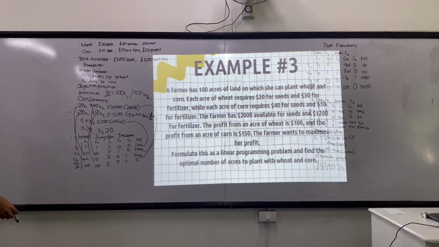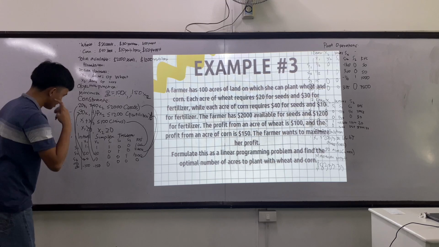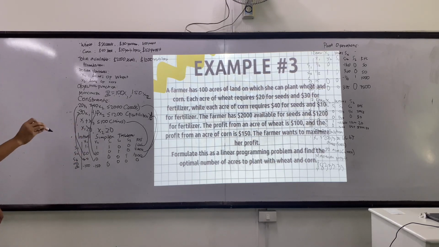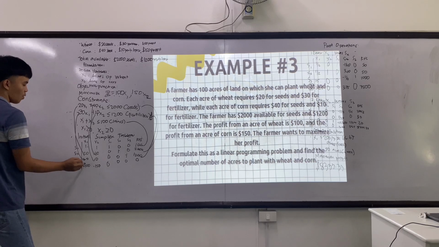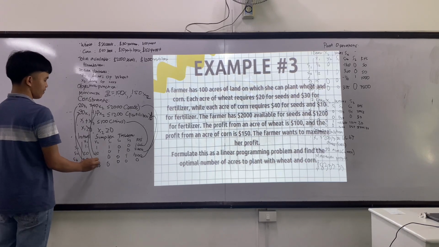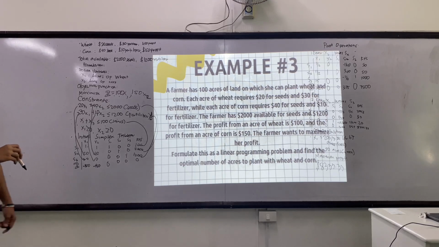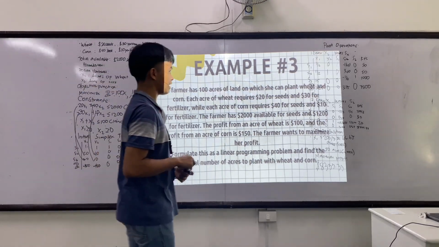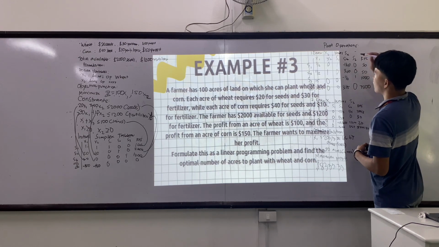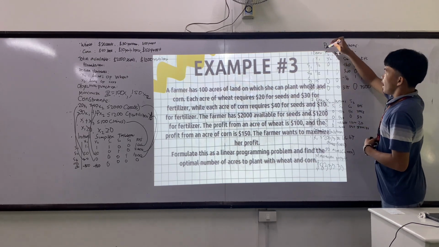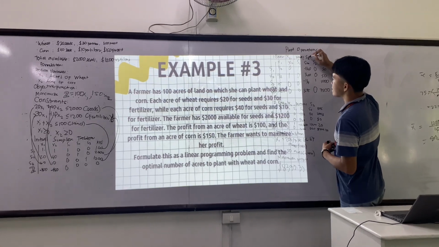For Z, in order to maximize this, we put in the initial simplex table negative 100 and negative 150, and the rest are 0. For pivot operations, we have 2 pivot operations. The first pivot is: enter x sub 2, leave s sub 2.